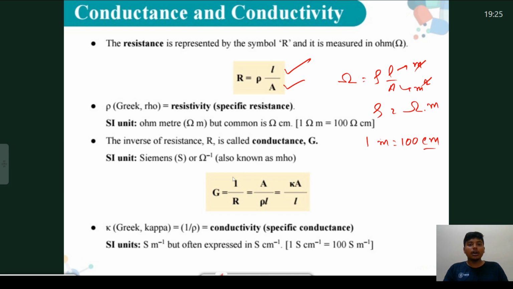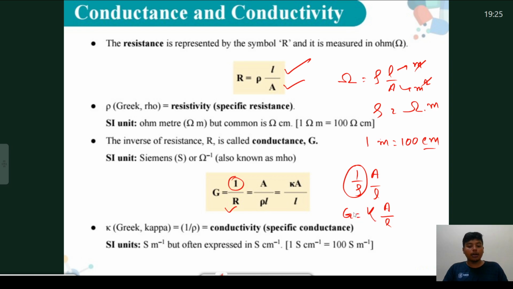Now coming to conductance. Conductance means the reverse of resistance. Resistance means how much the flow is being stopped, and conductance means how much conducting it is. So if you reverse it, you will get 1 by rho into A by L. Now 1 by rho is known as kappa, so conductance is equal to kappa A by L.